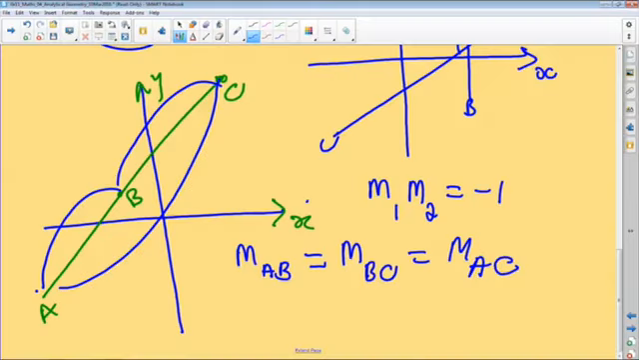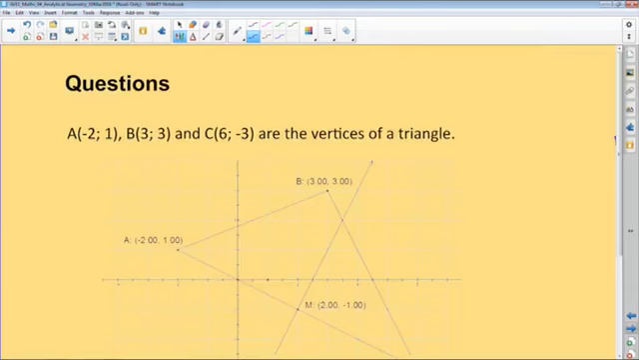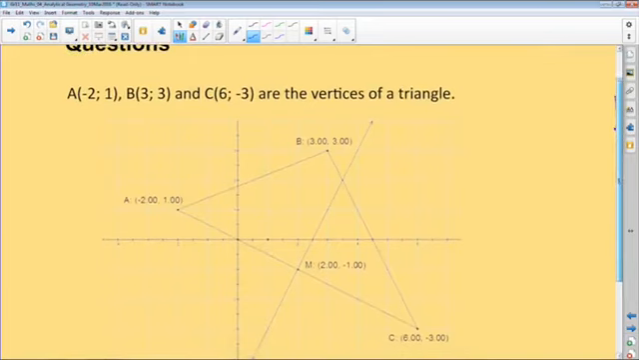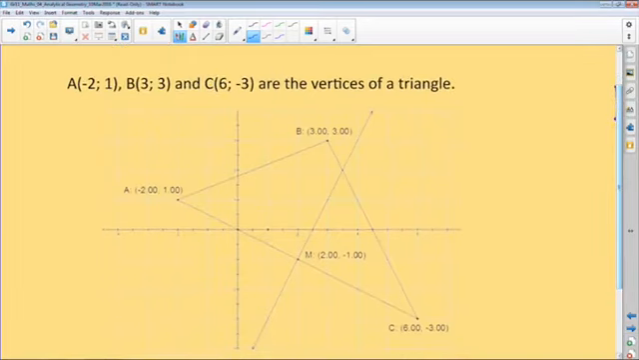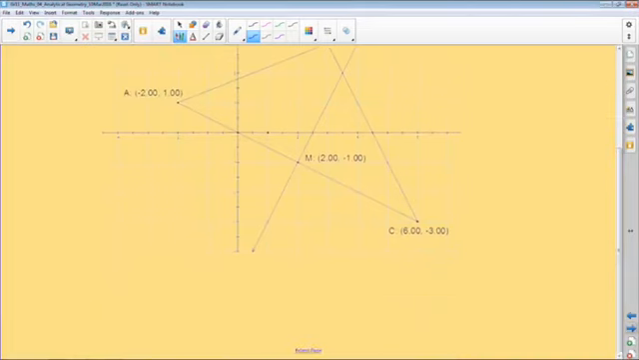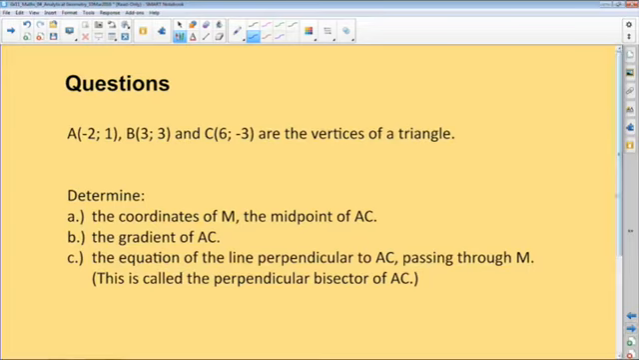All right, now let's get to some revision. We've got this question. A is (-2, 1), B is (3, 3), and C is (6, -3) are the vertices of a triangle. The picture was drawn for you, so you've got A, B, and C. Now you need to determine the coordinates of M, the midpoint of AC.